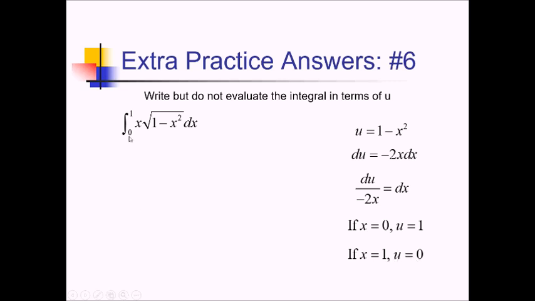So rewriting this in terms of u, we have the integral now from 1 to 0. And then we have x times the square root of u. We have a du over negative 2x instead of dx. The x's are going to cancel. I've got negative 1/2. I also have u to the 1/2 if I want to rewrite that, along with the du and the same limits of integration there. And they said I didn't have to evaluate, so I'm going to take them at their word and stop right here.